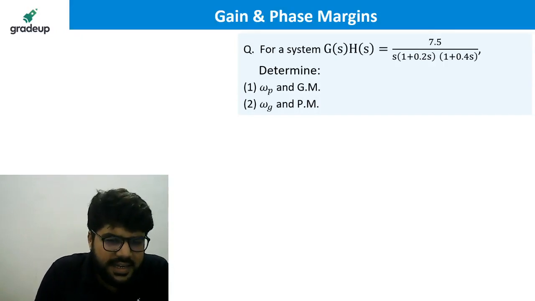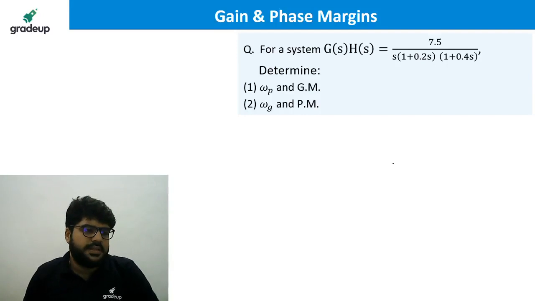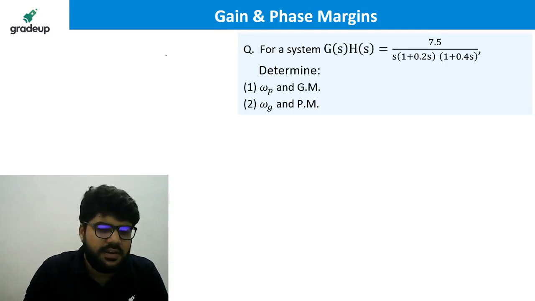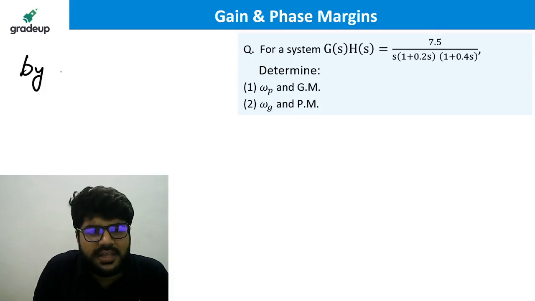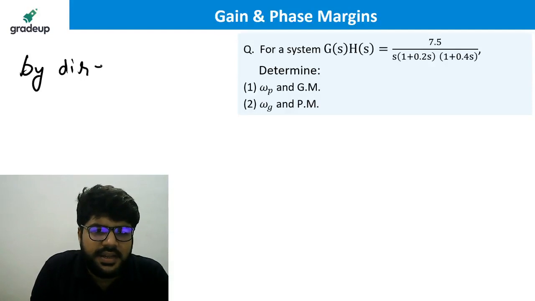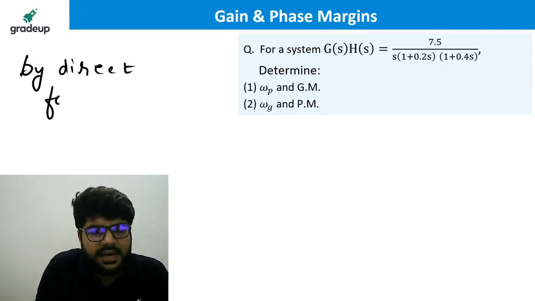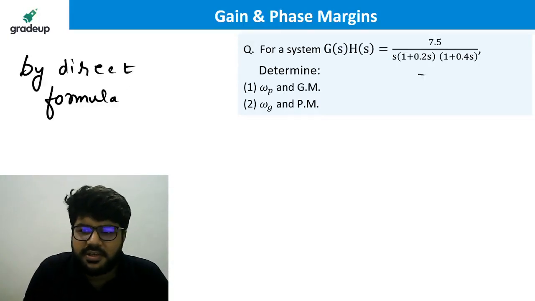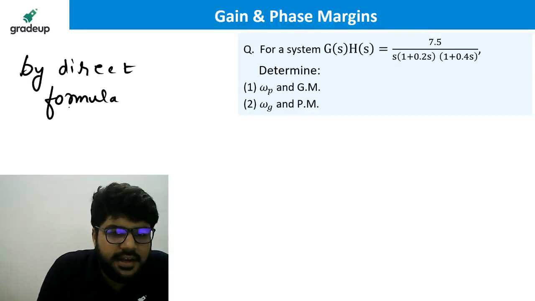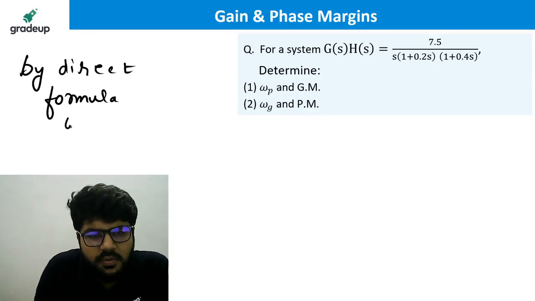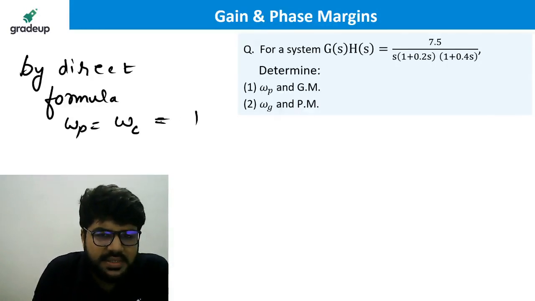Now I'll tell you both the methods here. Focus everyone. Let us solve this. By direct formula, if you are able to remember the direct formula, or I'll tell you the analytical method also. By direct formula, because this is the same transfer function as we have taken in the derivation, what is ωp? That is equal to ωc, the critical frequency.